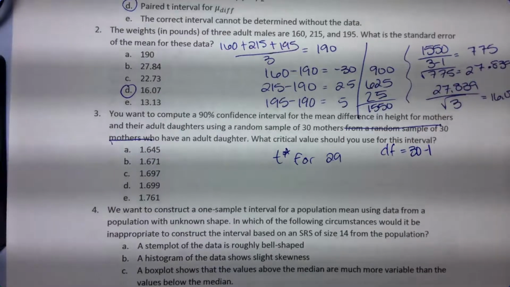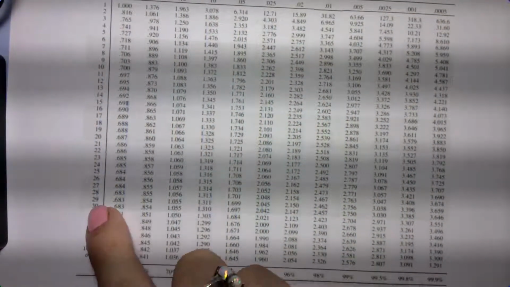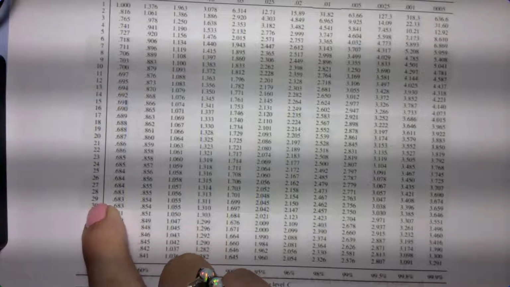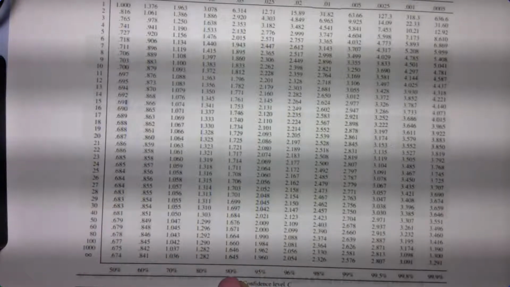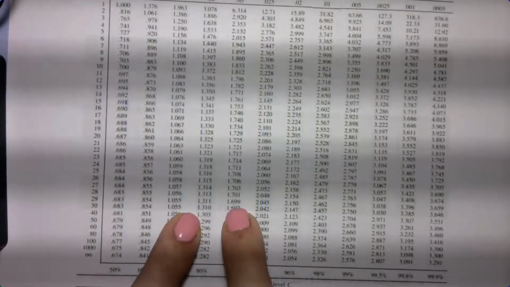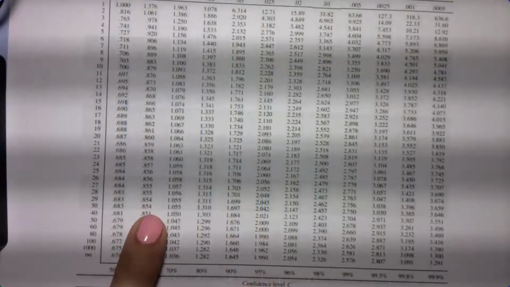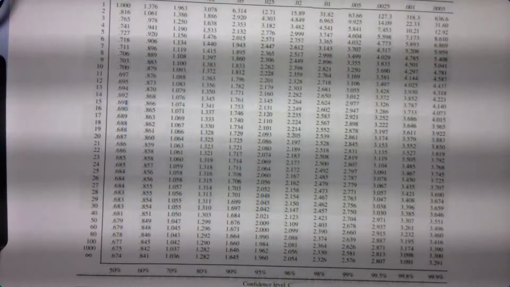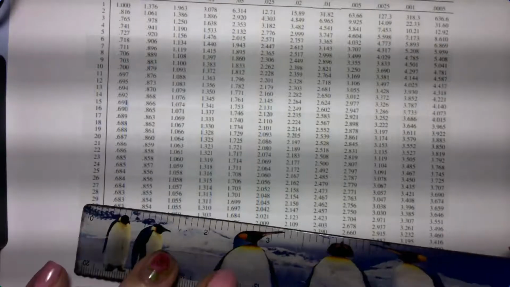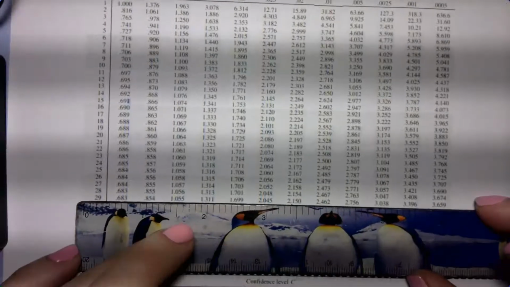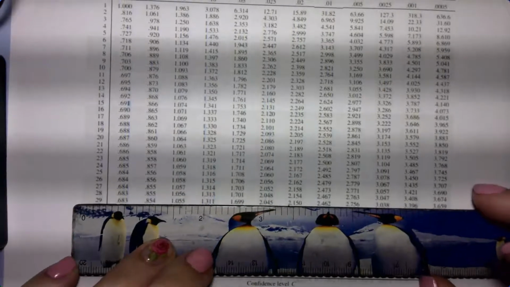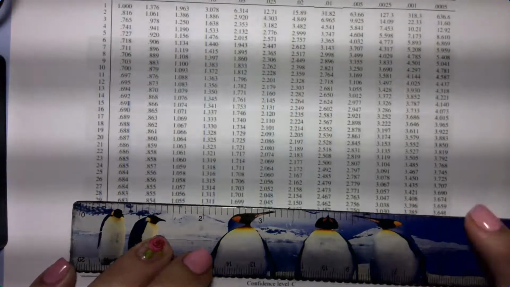So I'm going to go look at, on the back, I have this table. I have a degree of freedom of 29, and then I'm looking for a 90% confidence interval, which is, let me grab my ruler. 1.699.